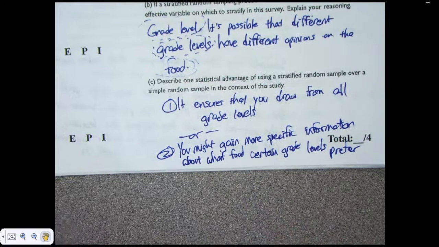The second possibility is you might gain more information about what grade levels prefer or what genders prefer. So I might find out middle schoolers love chicken nuggets and high schoolers hate them, or anything to that effect.